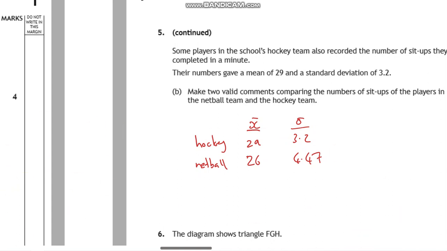So if I was doing this, I'd be saying, on average, the hockey team are doing more sit-ups, and the hockey team are more consistent. So on average, they're doing more sit-ups, and that's point 1 and point 2, more consistent. You would write it out properly, yeah. You don't have to say on average for the second point, just for the first bit. On average, the hockey team are doing more sit-ups, and they are more consistent.